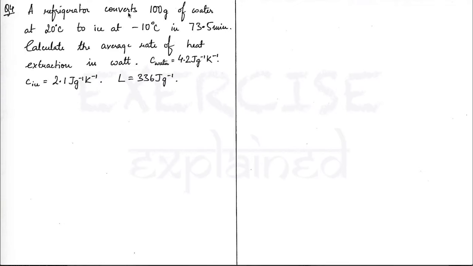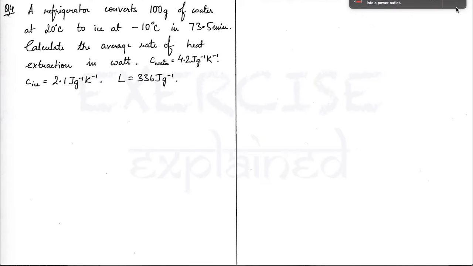A refrigerator converts 100 gram of water at 20 degrees Celsius to ice at minus 10 degrees Celsius in 73.5 minutes. Now we need to understand how many things are happening here. There is 100 gram of water which was at 20 degrees Celsius and gets converted to ice at minus 10 degrees Celsius. That means there are three things happening here.